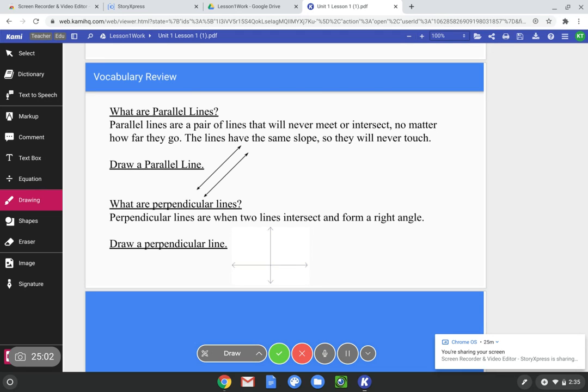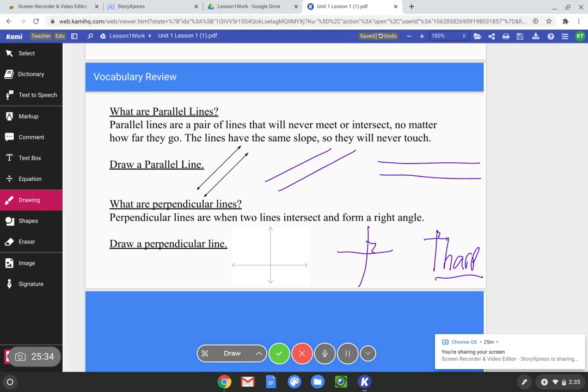When can we see parallel lines in our real life? Where do you see those? You see parallel lines on subway tracks. Parallel. We see parallel lines in our notebook paper on the blue lines. Perpendicular, we can see that at a stopway. Boom. That's, okay, let's say that's 70th Street and 5th Avenue. 90 degrees. We can see it on a cross. We can see it on a T. That looks like a T to me. Let's spell my name. Tharp, 90 degrees.